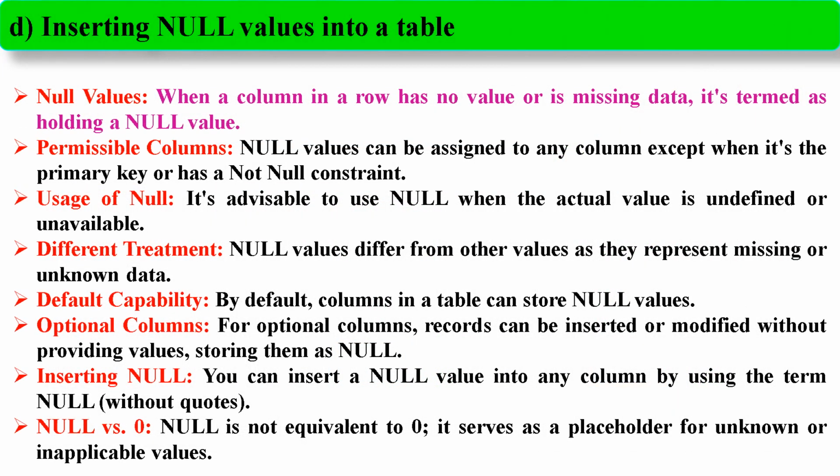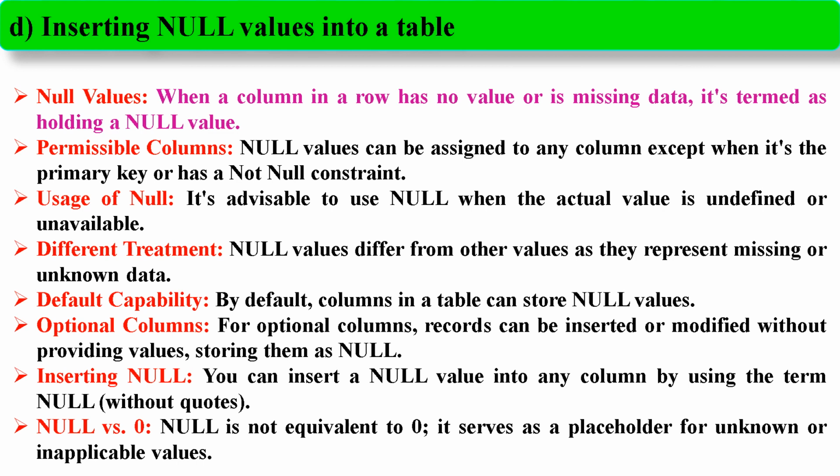Let's learn how to insert null values into a table. So, what is a null value? When a column in a row has no value or is missing data, it's termed as holding a null value. Permissible columns: null values can be assigned to any column except when it's the primary key or has a not null constraint.